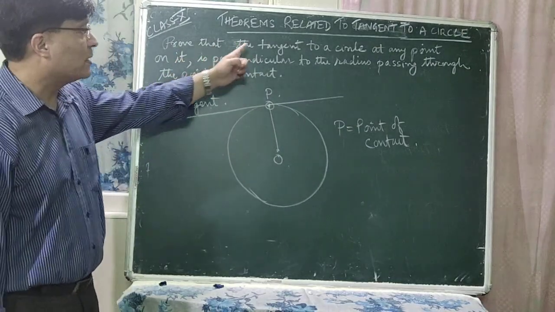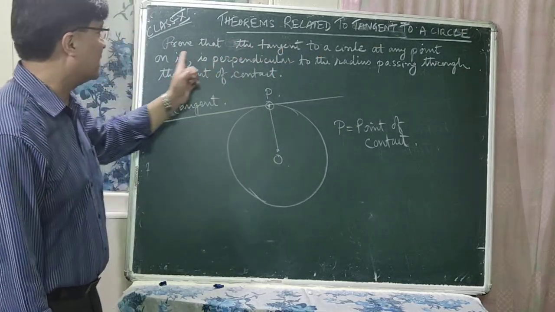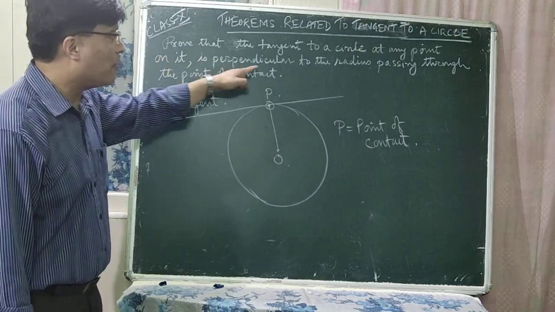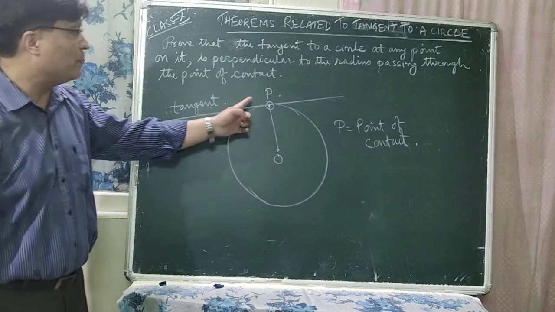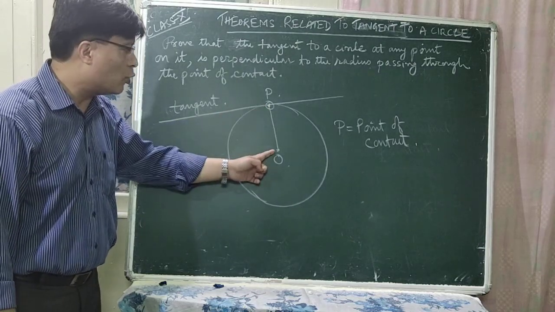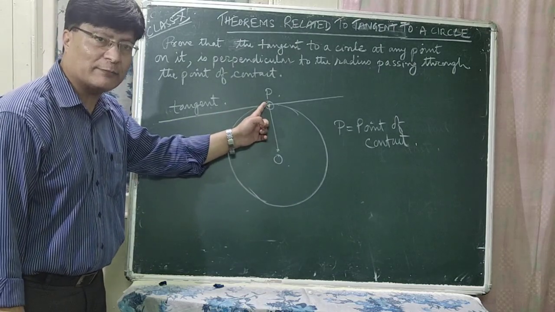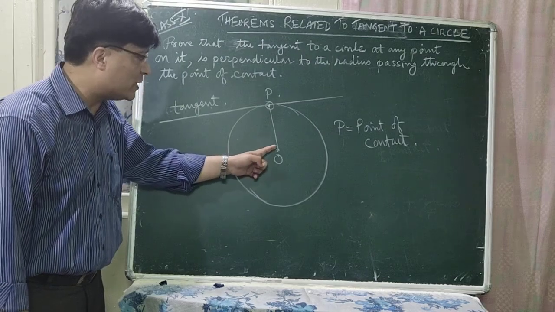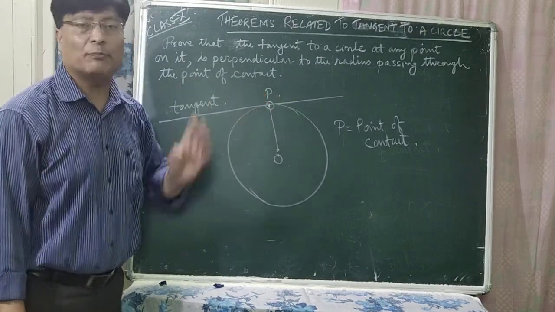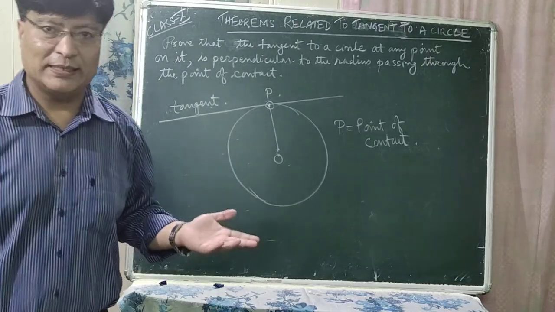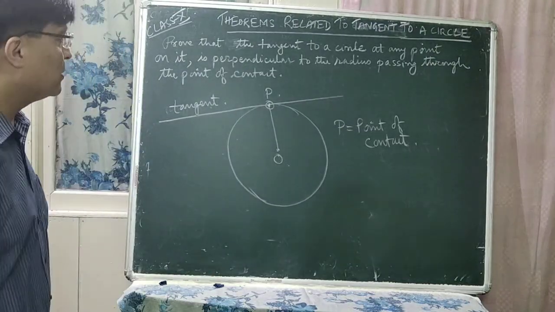You have to prove that the tangent to a circle at any point on it is perpendicular to the radius passing through the point of contact. P is the point of contact, so OP is the radius through the point of contact P. You have to prove that this radius OP is perpendicular to the tangent passing through the point of contact P. Okay. Now we will prove this theorem.